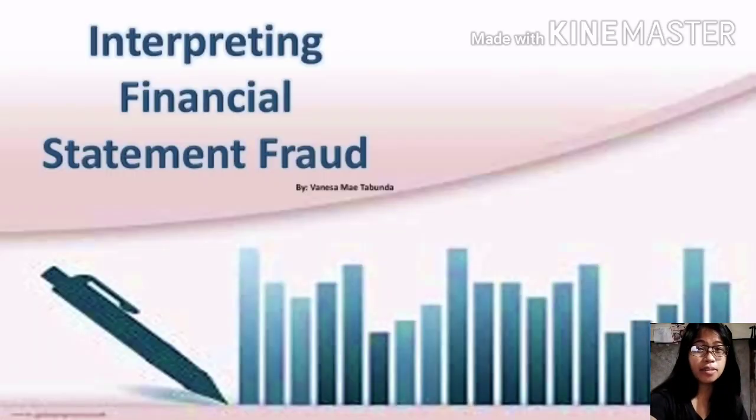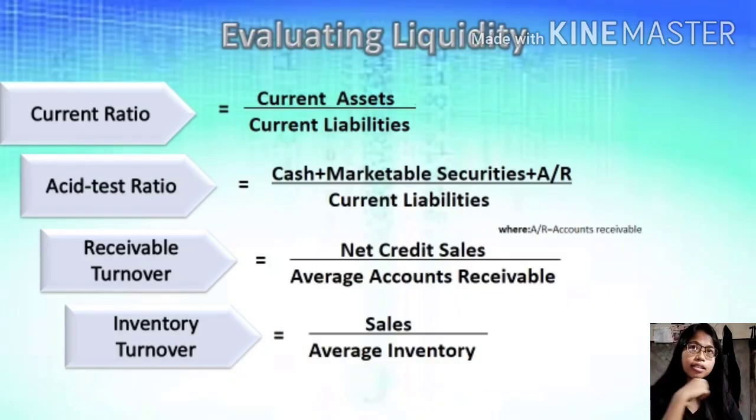Good day everyone. I will be talking about interpreting financial statement fraud through liquidity, profitability, long-term solvency, cash adequacy, and market ratios. To start with, evaluating liquidity. The current ratio, also known as the working capital ratio, compares the current assets to its current liabilities, and the acid test ratio, known as the quick ratio, compares the company's most short-term assets to its most short-term liabilities.